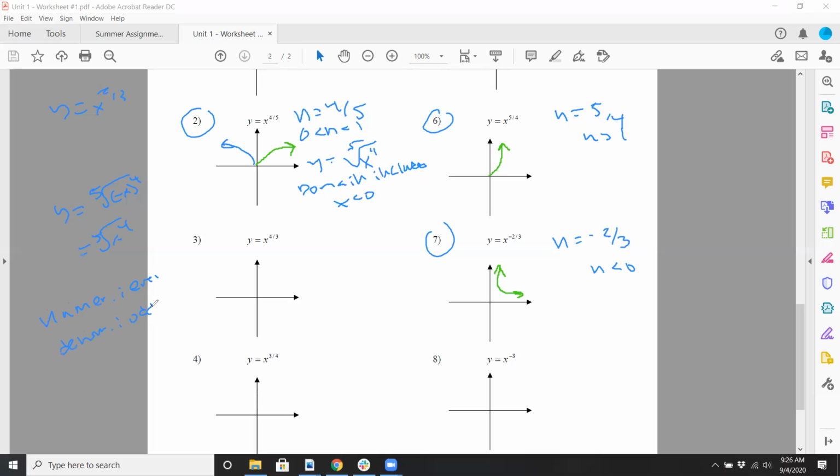Now, if it were the other way around, which we have in number 6, let's see what happens there. Of course, the first quadrant looks like that. So this is going to be y equals the fourth root of x to the 5th power. Now, will the domain exist when x is less than 0?